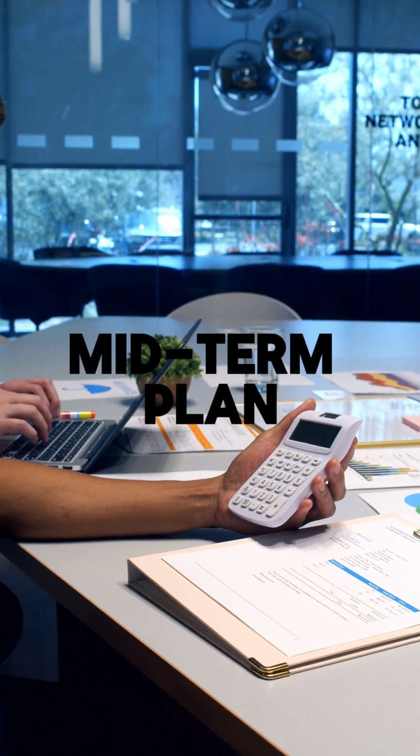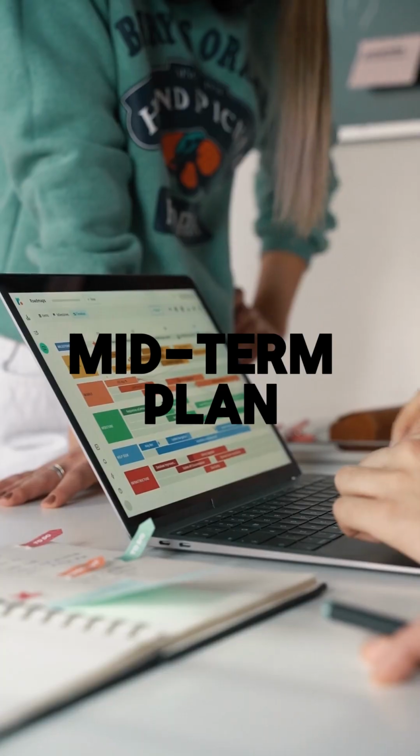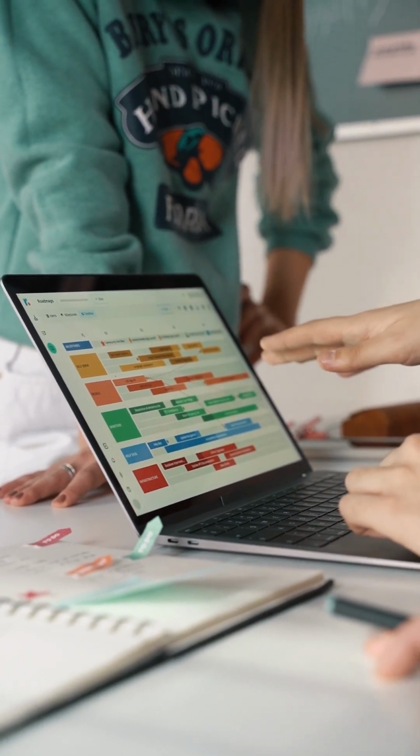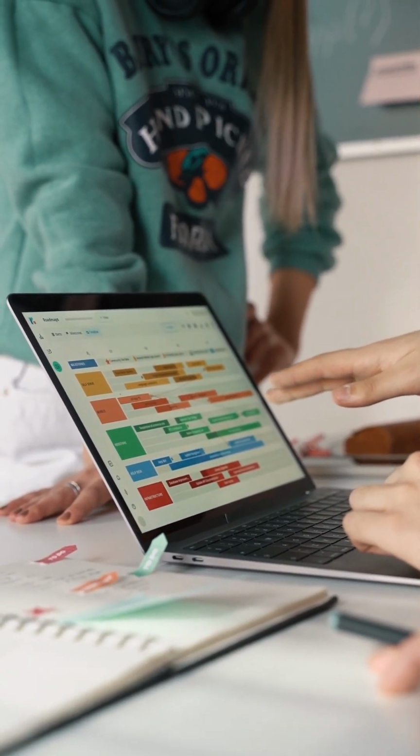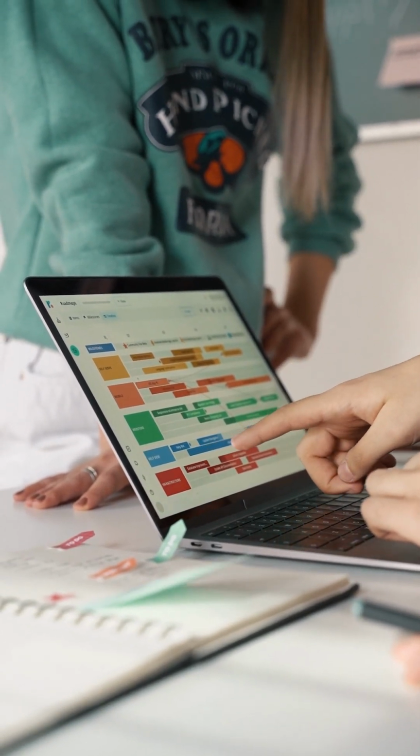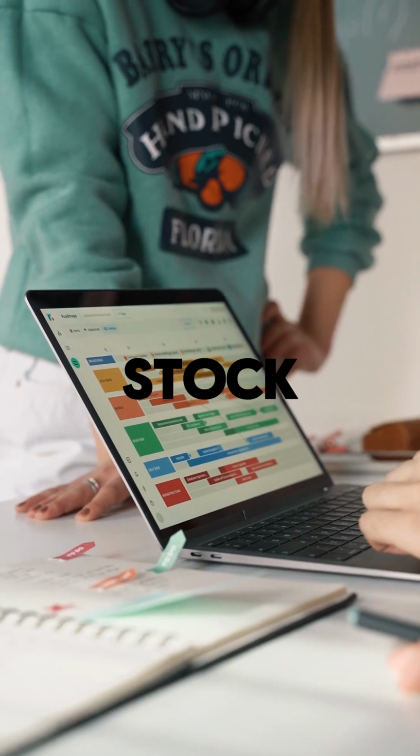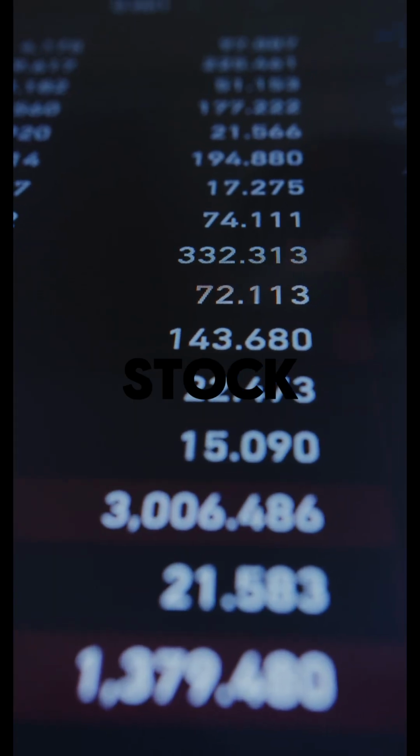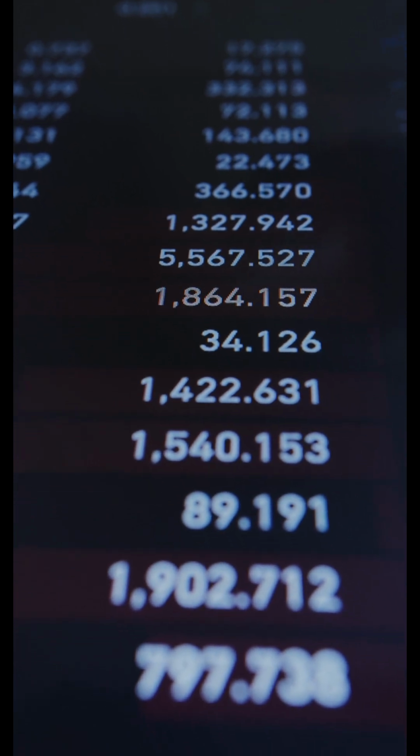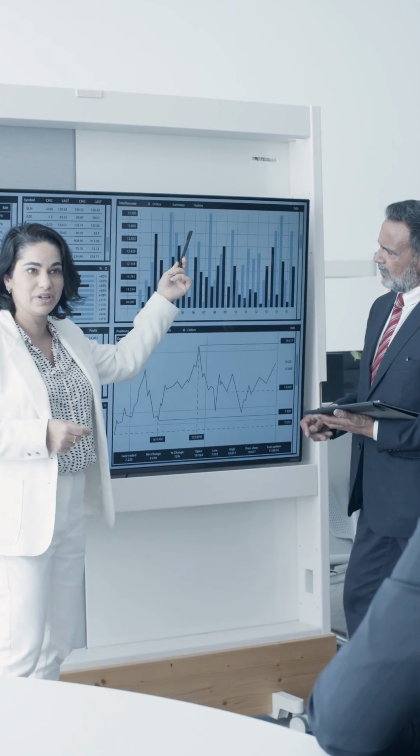Midterm plan. Similar to the financial budget, a midterm plan is a roadmap that outlines goals and objectives to be achieved, but rather than a fiscal year, it is typically within a medium-term time frame, usually spanning 2 to 5 years. Stock. This represents ownership in a corporation and entitles the owner to a share of the company's profits and assets.